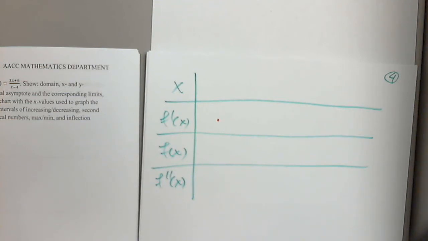So remember to find everything about the function before you move on to the first derivative. Everything that you can possibly determine: limits, end behavior, x and y intercepts, everything. And then move on to the first derivative.